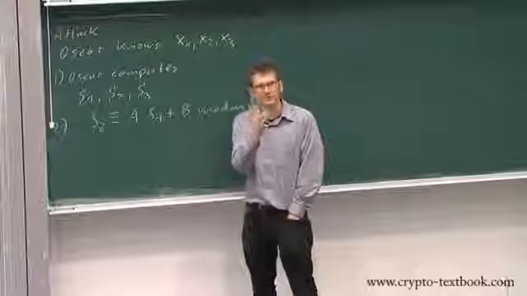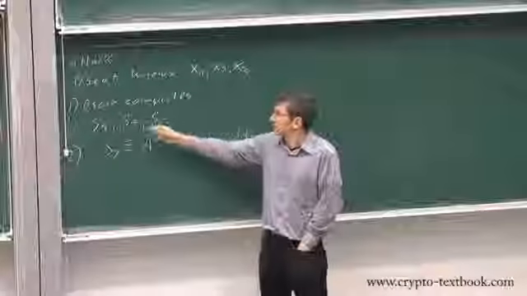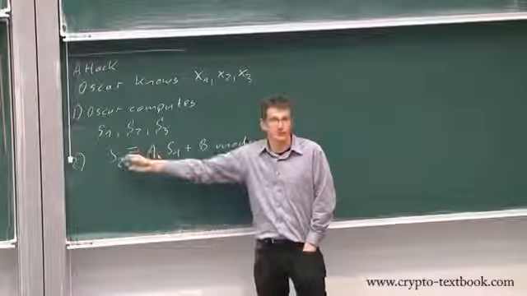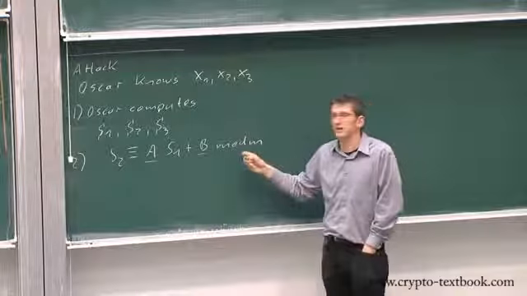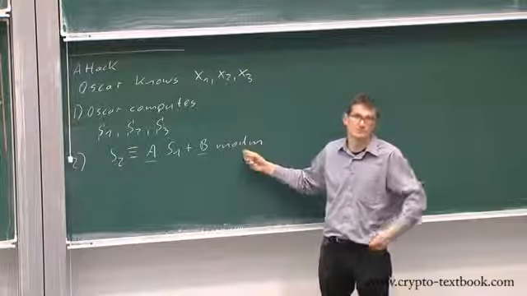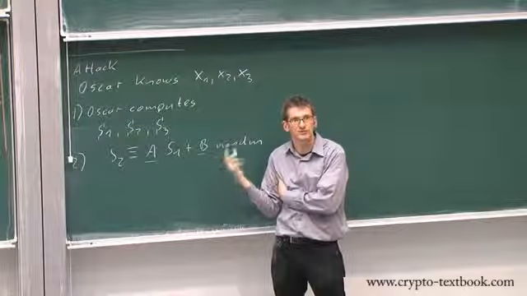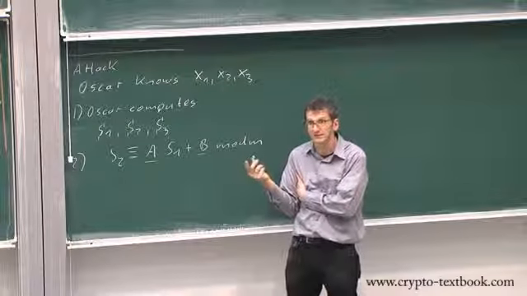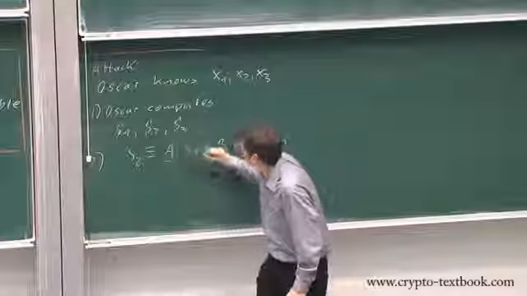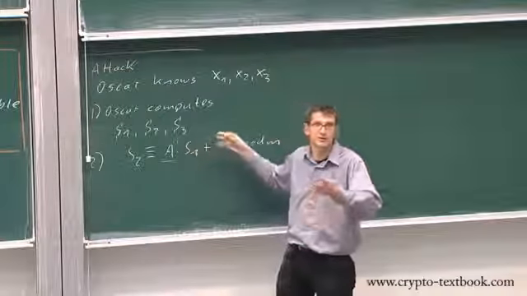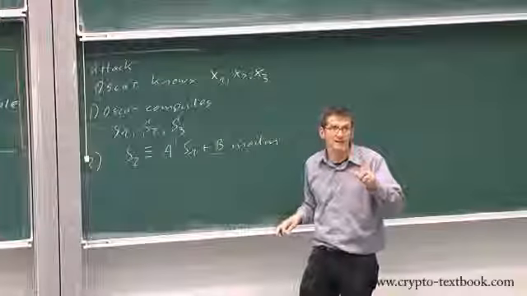And now you have to be mentally present for 2 more minutes. So the attacker knows S1, S2. What are the unknowns? The unknowns are the key, A and B. So how many unknowns are in this equation? 2, obviously, A and B. And what type of equation is it? Is it a quadratic equation? Is it cubic? Or is it linear? It's linear, because A and B are to the first power, not A squared or B cubed. So it's a linear equation with 2 unknowns, but you only have 1 equation.